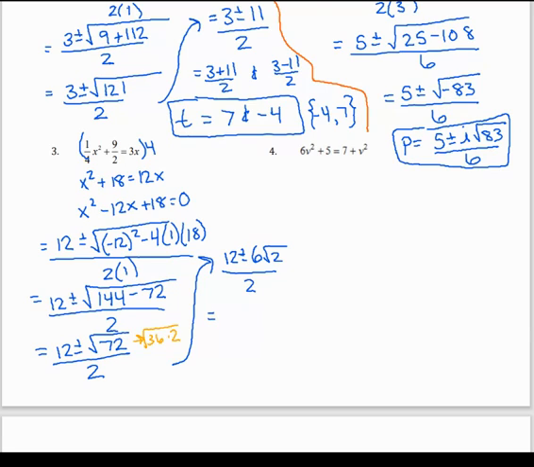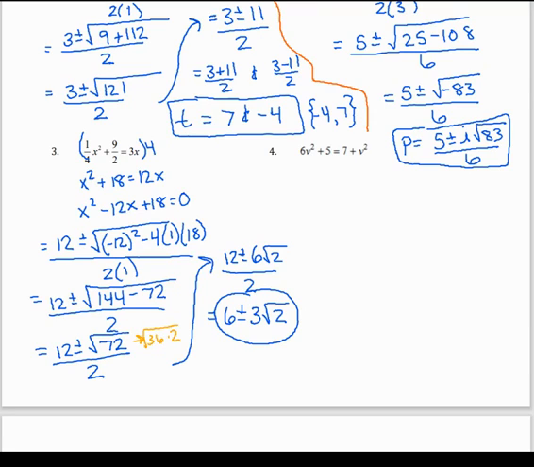Now we keep on simplifying. Everything on the outside of the radical is divisible by 2, so we can simplify. But again, everything on the outside must be divisible by the denominator. We will not reduce the radical though. So if I divide the 12 and 6 by 2, that will give me 6 plus or minus 3 root 2, and no denominator left. And there are my solutions. 6 plus 3 root 2 and 6 minus 3 root 2.